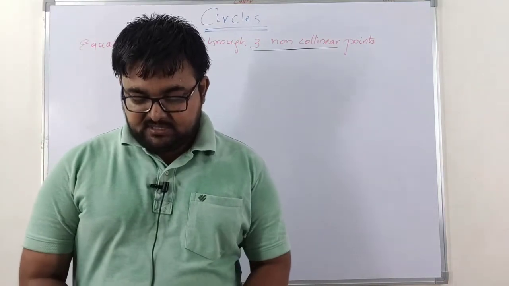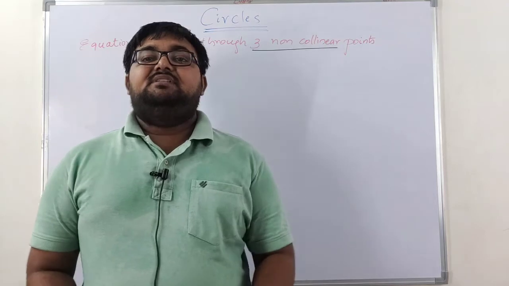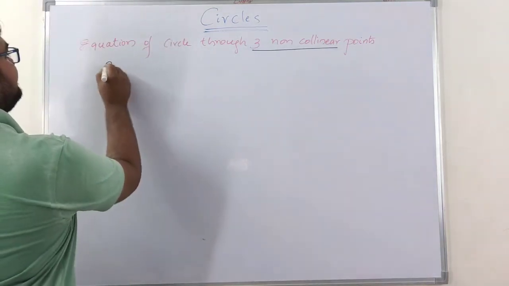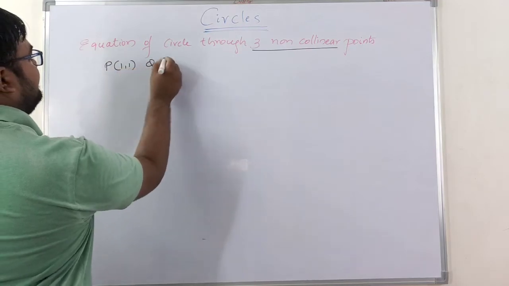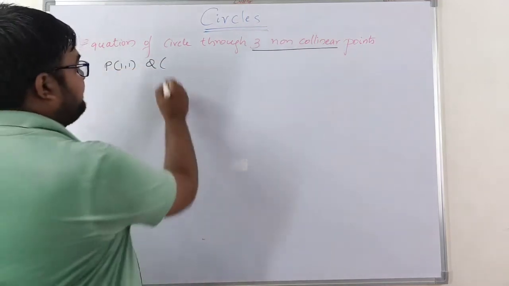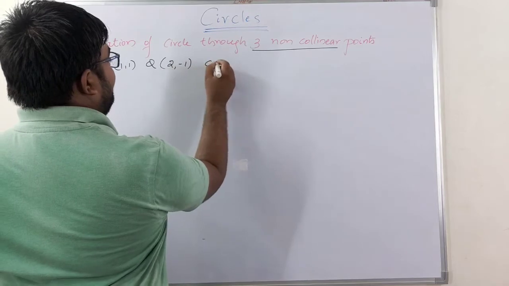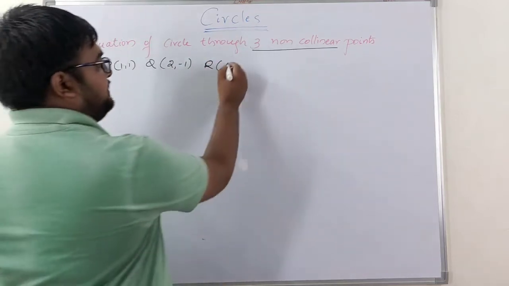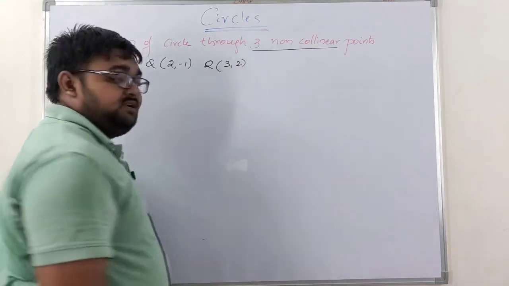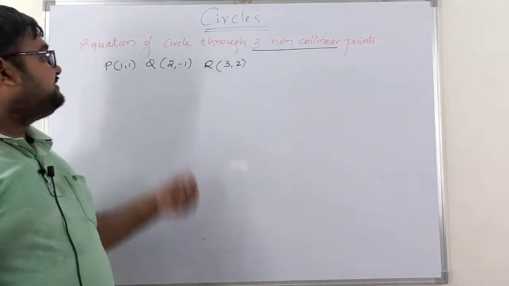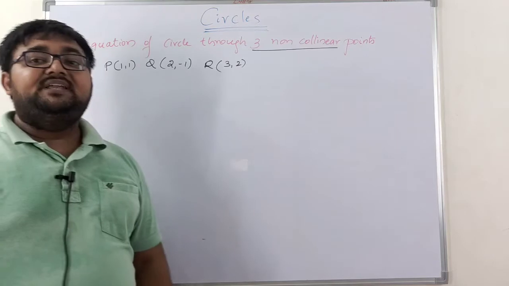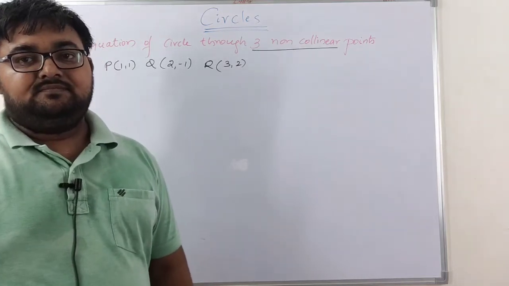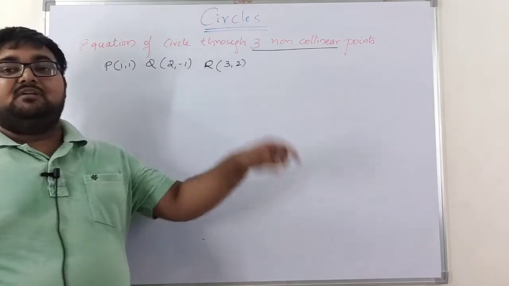Now let us see this particular thing with one example. I have given 3 points, P (1, 1), Q (2, -1) and some point R, which is having the vertices (3, 2). So these are nothing but the 3 points which are given to me. Now I need to find the equation of the circle, other than the formula method.